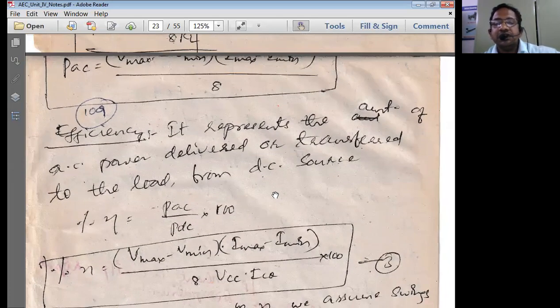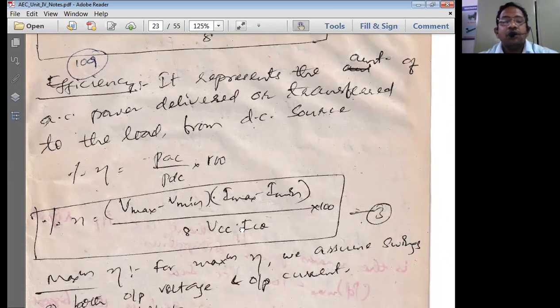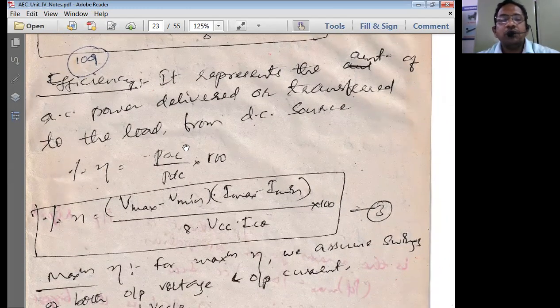What is efficiency? Efficiency is the amount of power transferred to the output. It represents the amount of AC power delivered to the load, or the amount of power transferred to the output circuit from the DC source. Now, the formula for efficiency is output power by input power, the general formula. You should know this formula.